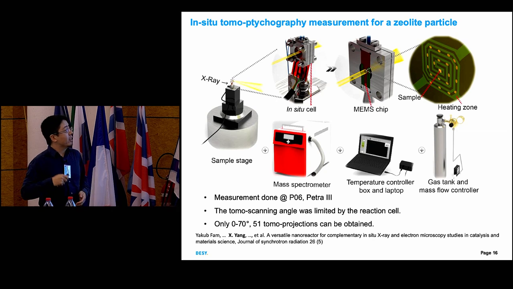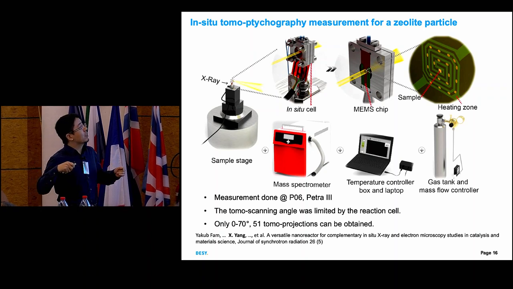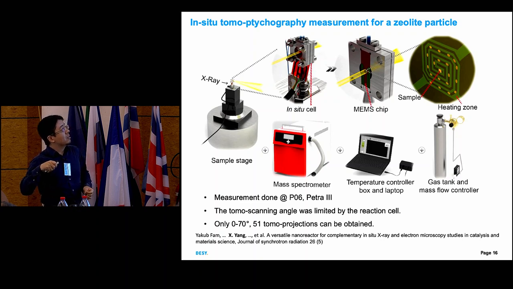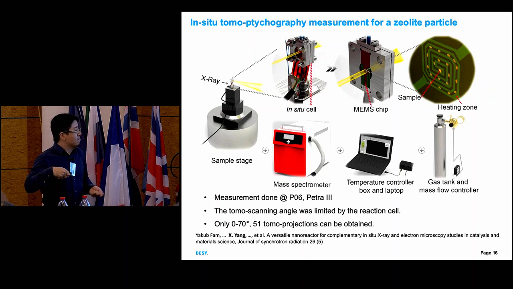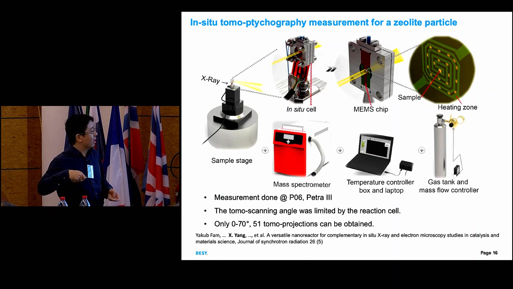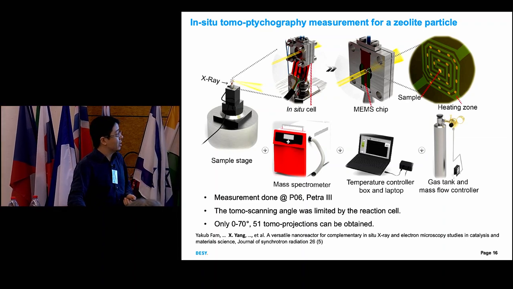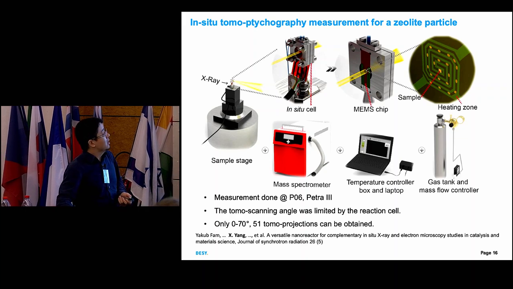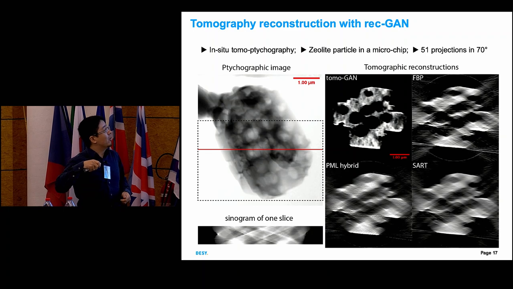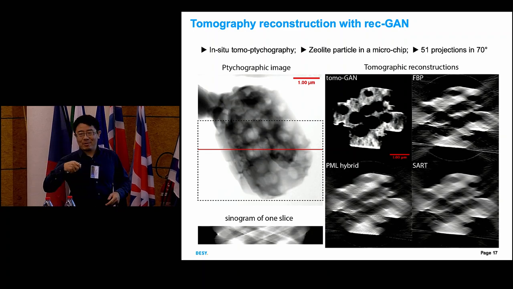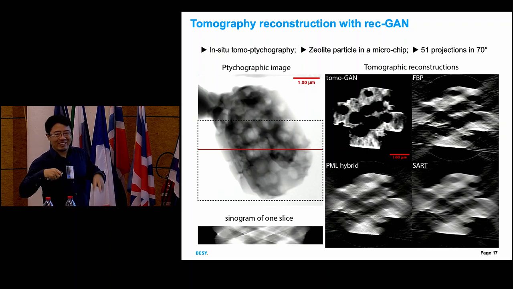Our application is here. We have this tomography measurement of a lithium particle, and this is an in situ measurement. The particle is placed in this in situ cell, and you can see how thick this cell is. So at the end, you cannot do the full angle scan. We can only get 0 to 70 degrees of tomography projections. I have 51 tomography projections, and this is very undersampled and a very ill-posed data inversion. And yes, this is our result using what I renamed ReconGAN, because recently I realized the TomoGAN name was already registered by other people, so I should change the name.